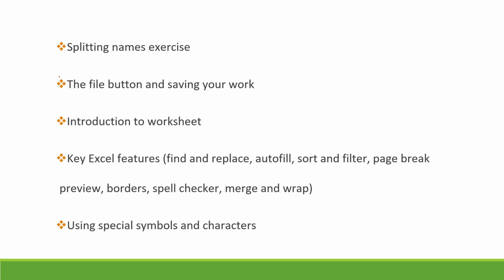All right, so we are done splitting the names. The next thing is we'll be looking at the file button. We already learned how to save our work, and then I've already introduced you to a worksheet, and you know what a worksheet is. Okay, so with the key Excel features, find and replace, we have already used. We will be using autofill very soon. Sort and filter, we have used. Page break, we've been there. Previews, we've been there. Borders, we've used. So what we have left is a spell checker and then autofill. All right, we've used the special symbols and characters as well. So let's get to the spell checker and then the autofill.